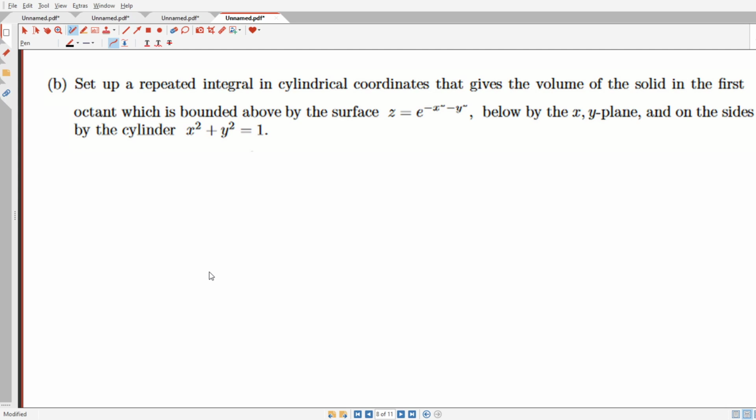Okay, so set up a repeated integral in cylindrical coordinates that gives the volume of the solid in the first octant, which is bounded above by... That got clipped. Okay, so those are supposed to be 2's. Yeah, so that's supposed to be a 2. Below by the xy plane, so this is z equals 0. And on the sides by the cylinder x squared plus y squared.